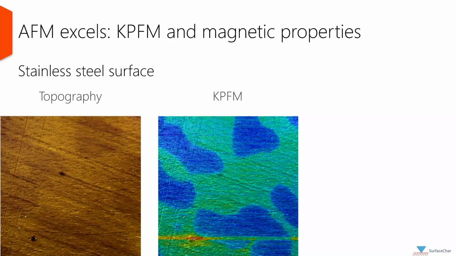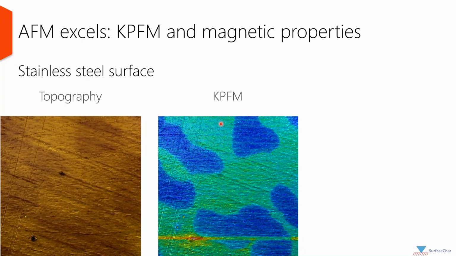Another electrical mode, which is a bit more sophisticated than conductive AFM, is KPFM, Kelvin probe force microscopy. This mode allows us to determine the contact potential or the work function of a sample. We can do this measurement on, for example, such a stainless steel surface, and here we see hardly any contrast on the topography image. However, in the KPFM image, we nicely see that there are different domains. We have different surface contact potentials in the steel here.